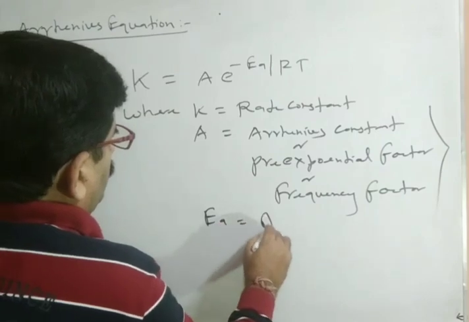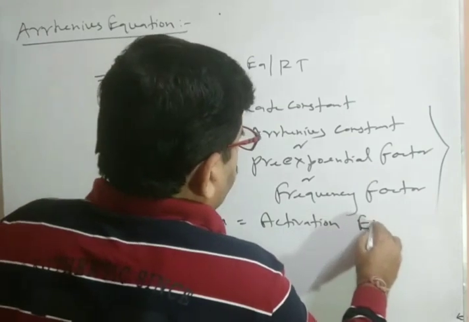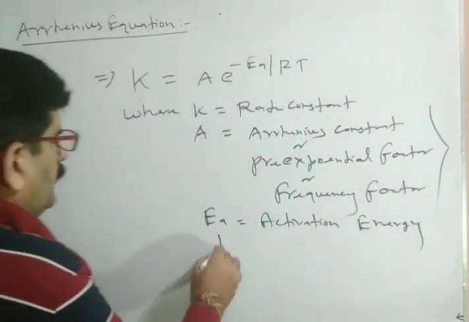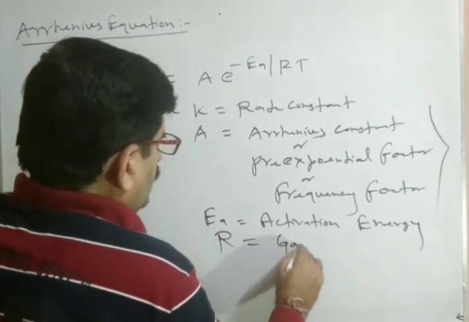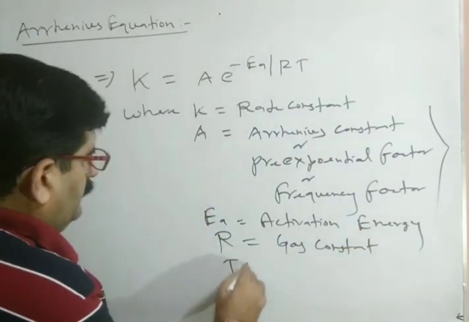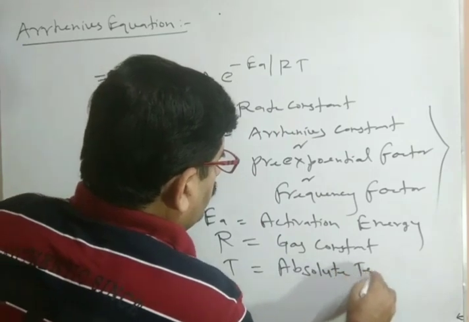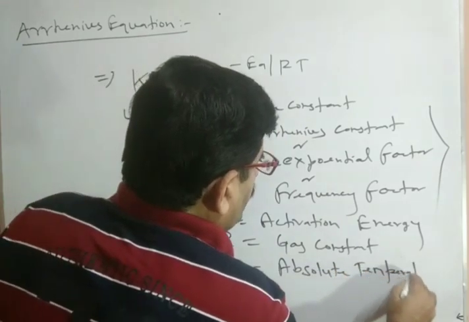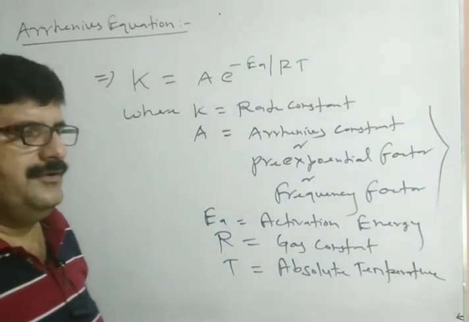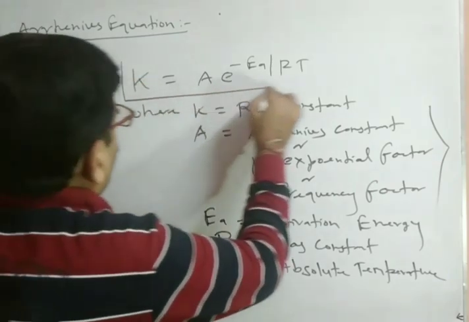Ea is the activation energy, R is the gas constant, T is the absolute temperature. It means temperature is always considered in Kelvin. Suppose this is our equation first.